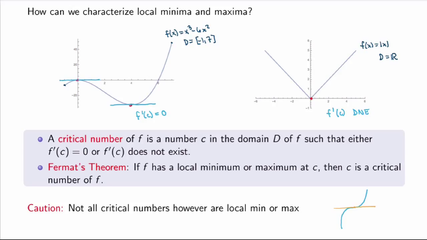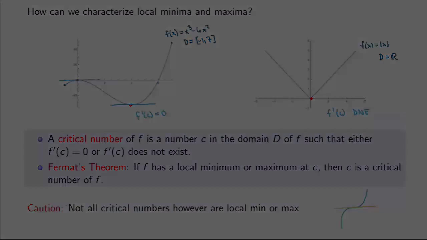All right, but if you want to find the local min and max of a function, what you want to do is first find its critical numbers. And then you want to somehow determine whether these critical numbers are local min or max. So we will come back to that in the next lecture. We'll find a method to determine whether critical numbers are local min or max. But for now, let's just stick with this. We know that local min or max can only occur at critical numbers of a function.